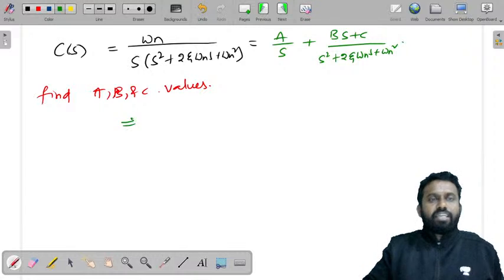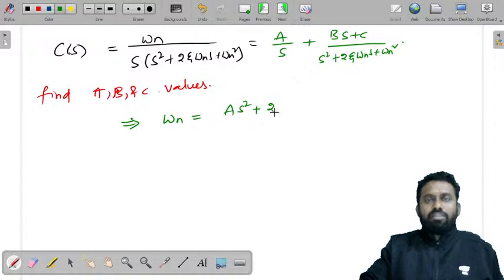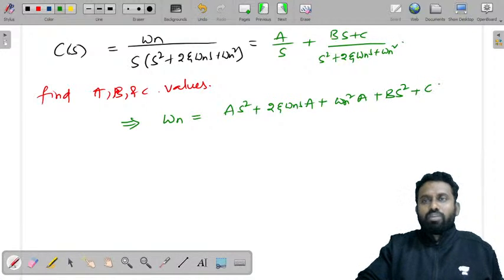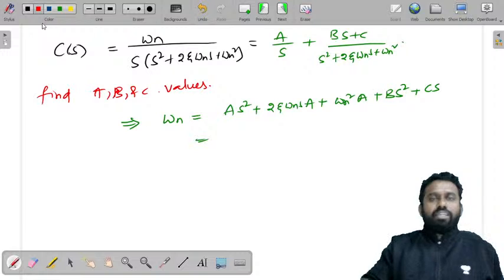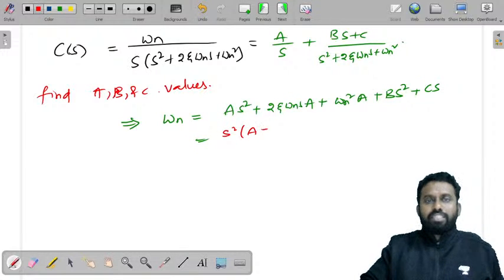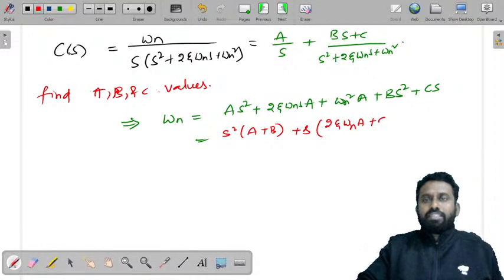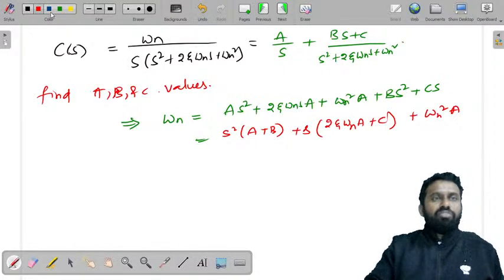If you do that, what do you get? You can write omega n is equal to A s square plus 2 zeta omega n s A plus omega n square A plus B s square plus C s. Take common s square here, so it is A plus B. Take common s, it is 2 zeta omega n A plus C, plus omega n square A. Now comparing coefficients on both sides.